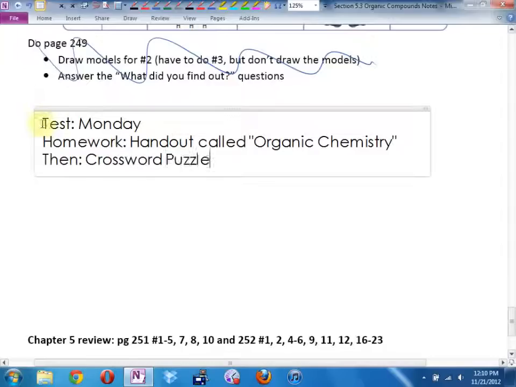Then, crossword puzzle. I'm going to give you a vocabulary crossword puzzle in just a second, because there is going to be a short vocabulary section, and any of the words in the vocabulary section will be from the vocabulary crossword puzzle. Would that be the 26th of November? I don't know. I'd go by weekdays. Yeah, 26th.